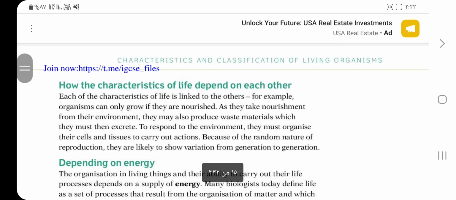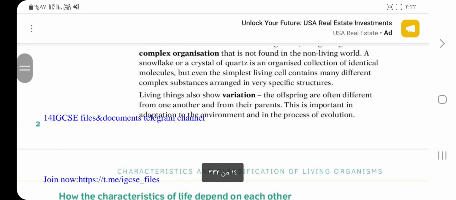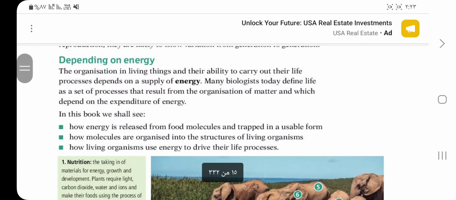What is important about this variation from one generation to another? It is important for adaptation to the environment and for the process of evolution. Bravo. So, what do living things and their ability to carry out their life processes depend on? Definitely, it depends on the supply of energy.